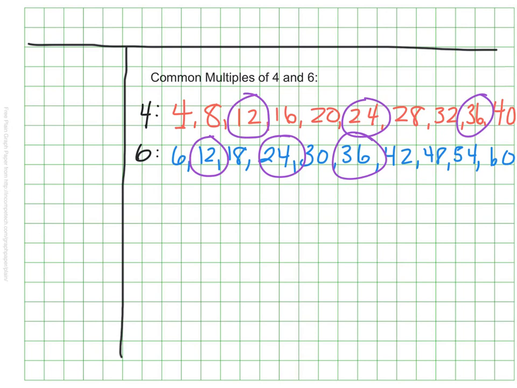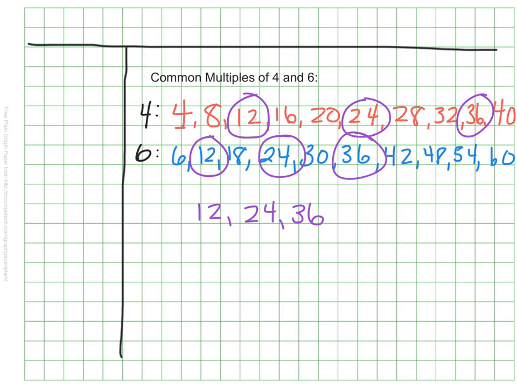There might be more, and there are, right, if I keep going, but I'm only going for the first 10 multiples. So I see here that they have common multiples of 12, 24, and 36. These are their first 3 common multiples. That's one way people like to show common multiples, by looking at 2 lists and comparing them simultaneously.